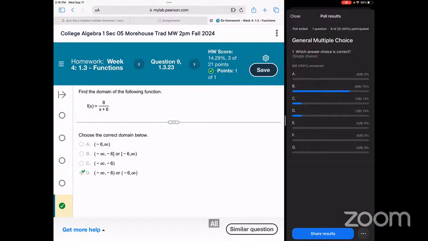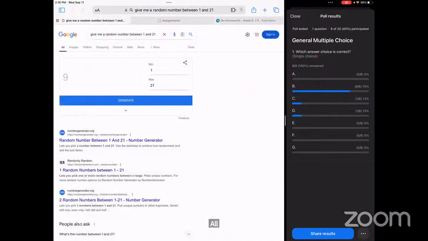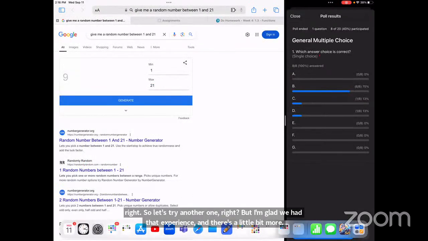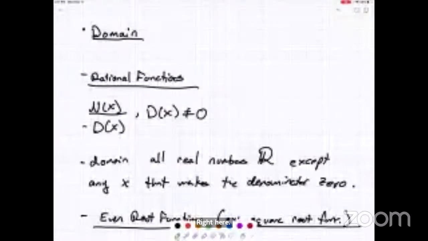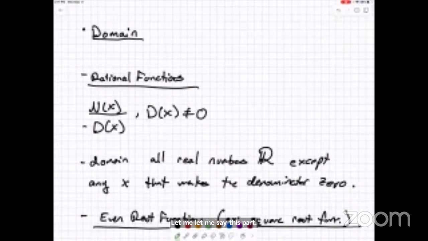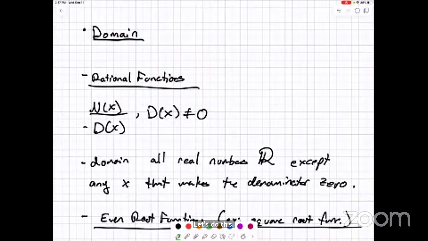And there's a little bit more I want to say when it comes to rational functions. Right here. Let me say this part. Say we have some real number K divided by 0. I'll call this a KO. We want to knock that out. This is an example of something that's undefined.